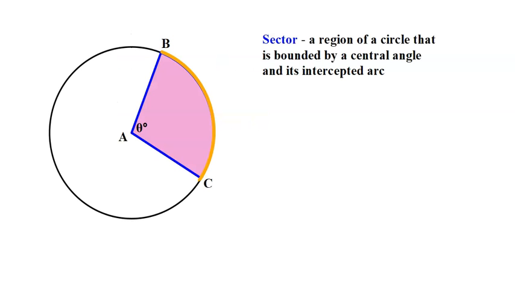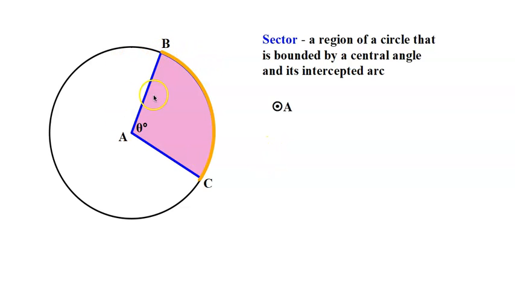Hello class. Today we are going to talk about the area of sectors. So, of course, that begs the question, what's a sector? A sector is a region of a circle that is bounded by a central angle and its intercepted arc, like this. So here we have circle A.